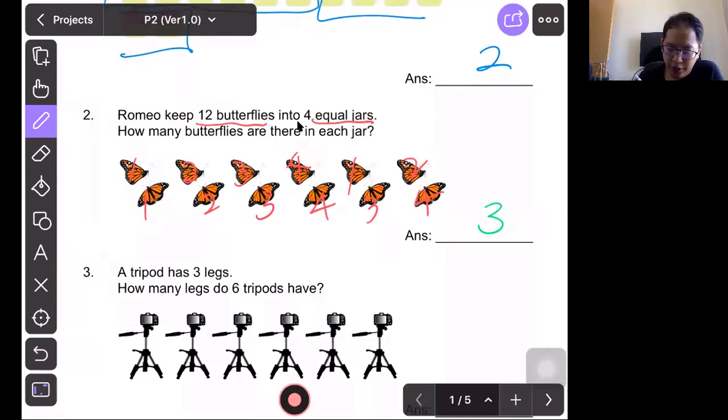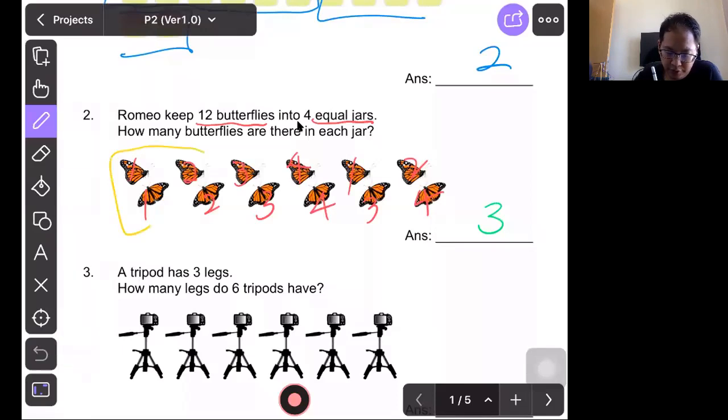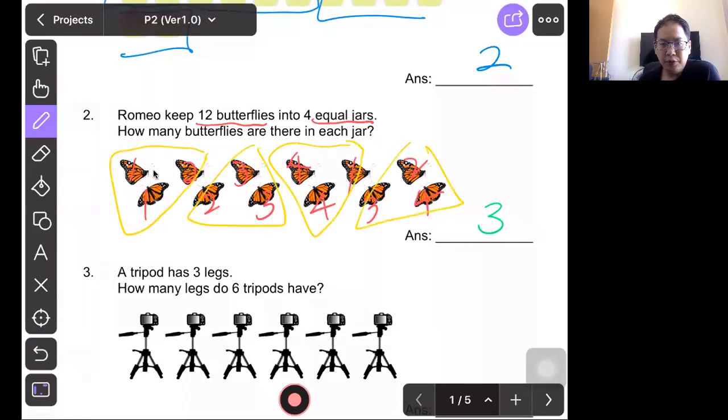Another way is to circle them. But for this you have to try and error. For example, you try to have this, this, this, and this. So you put them into 4 jars, and there are 3 butterflies in each jar. So you still get the answer 3.